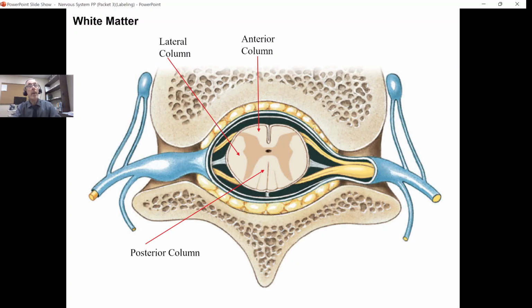So there are a number of tracts that actually have names. They're bundles of axons that have names. I'd like to cover four of them that are ascending. There are four different tracts that bring information up to the brain, and then I want to tell you about two that bring information down from the brain. Like I said, there are many more than what I'm going over right now, but these are some of what I think are the important ones.